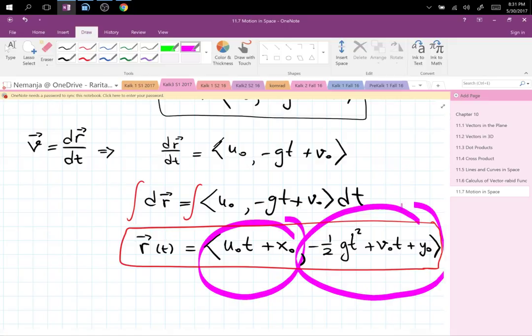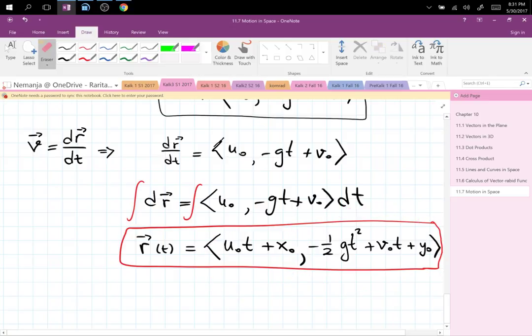What's the first component? Position in x direction, and the second one is position in y direction. Now, do you also see the parabolic motion on the second part? Do we all see the negative t squared? Do we all see that?